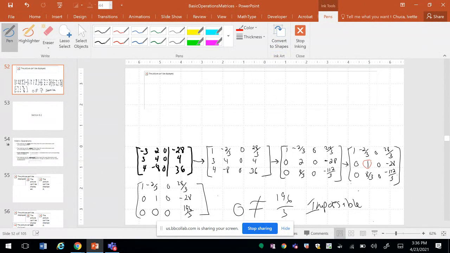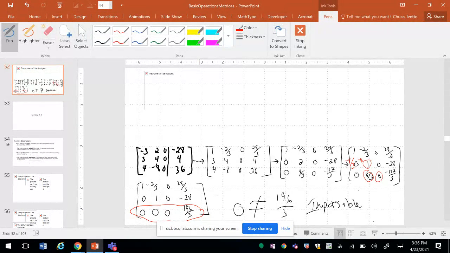When we multiply negative 8/3 here, then we're going to get a 0 here, and negative 8/3 times 0 is going to be a 0. So we end up with this here. Okay. So notice that we have zeros all the way across.